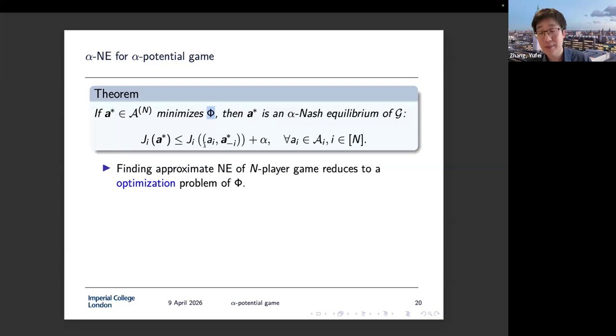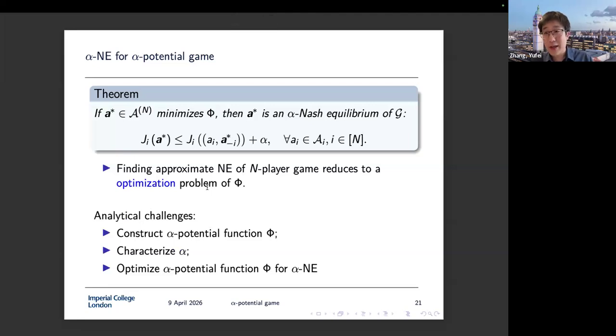through unilateral deviation. So the catch is essentially the same as being a potential game, in the sense that finding an approximate Nash equilibrium in an alpha potential game becomes an optimization problem of the corresponding alpha potential function. Okay, so computing the Nash equilibrium or approximate Nash equilibrium reduces to a single optimization problem of the corresponding alpha potential function.